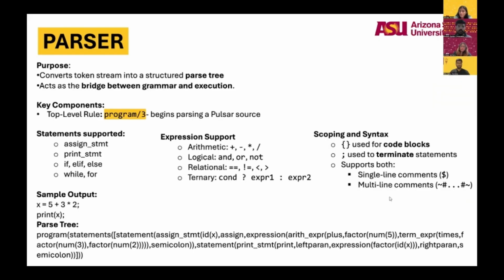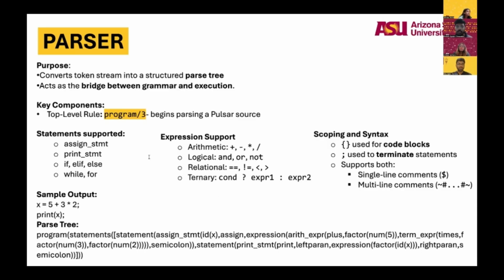Now let me explain quickly what a parser is and what it does. The main purpose of our parser is to take the list of tokens generated by the lexer and turn them into a structured parse tree. This acts as a bridge between our grammar and execution. In our parser, our top rule is program, which builds the tree, and that's where the parsing starts. It tells our parser to begin looking for a sequence of valid statements. And as mentioned in the grammar, we support all these statements, expressions, and scoping syntax.